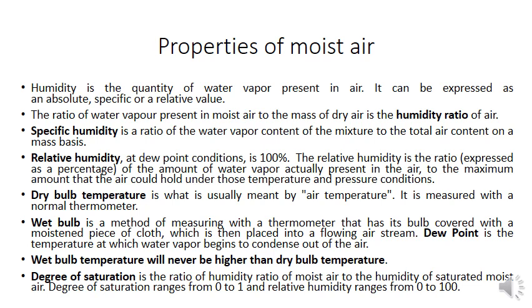And the last definition is the degree of saturation. Degree of saturation is the ratio of the humidity ratio of moist air to the humidity ratio of saturated moist air. Degree of saturation ranges from 0 to 1, while relative humidity ranges from 0 to 100. 100% relative humidity means you will be achieving the dew point. Dew will start to form.